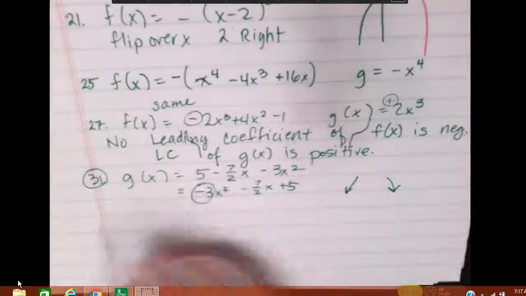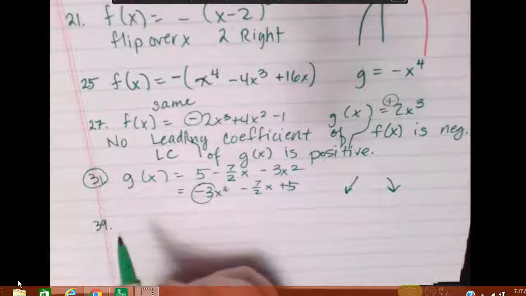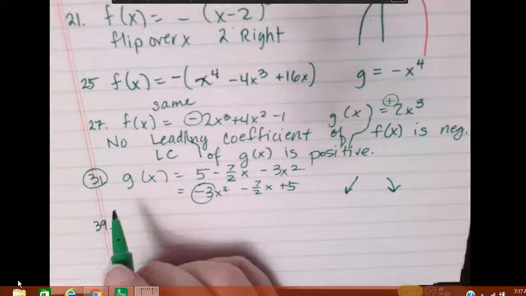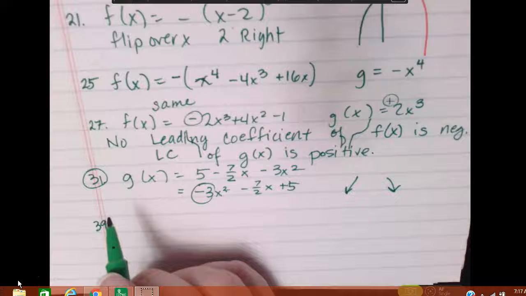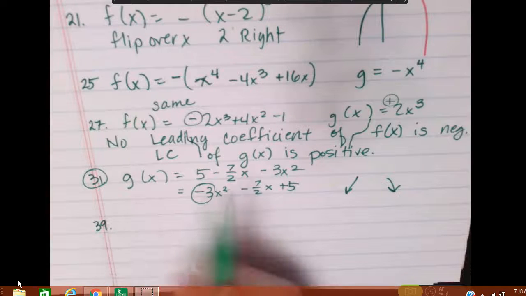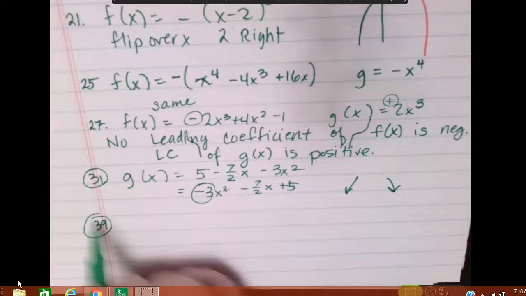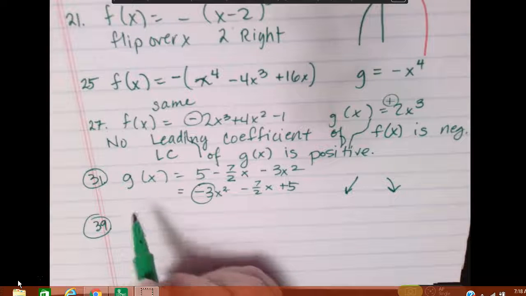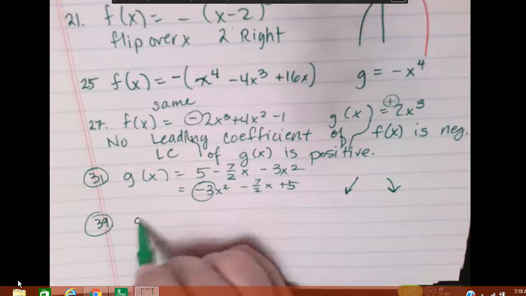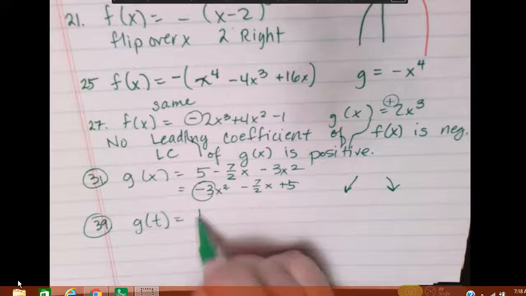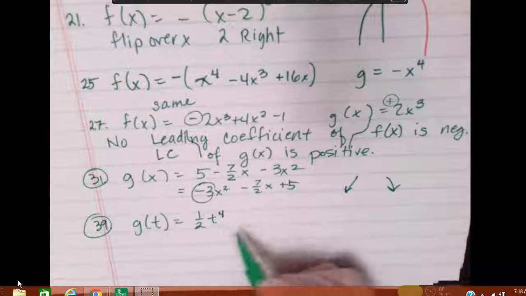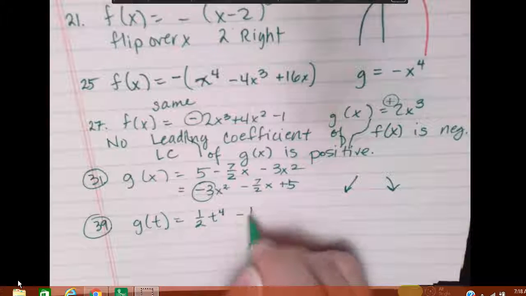In number 39, we've got to find the zeros algebraically, graph the function, use the graph to approximate zeros, and compare. Okay, so 39, let me write down my function. G of t equals 1/2 t to the 4th minus 1/2.